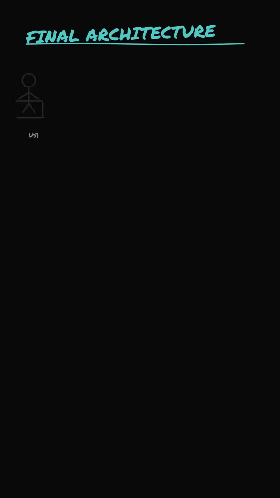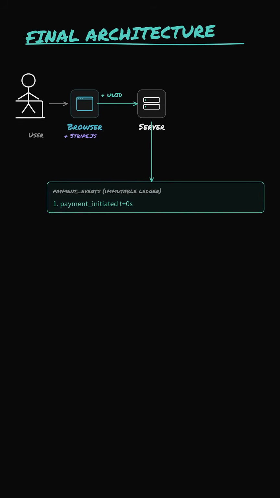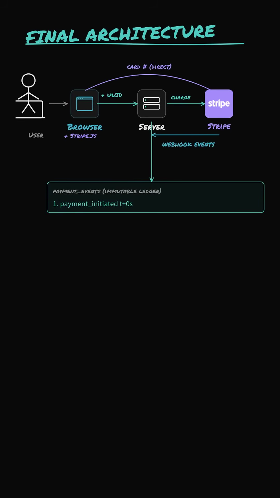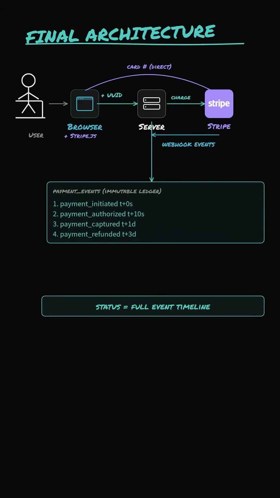So here's your final architecture. The client sends an idempotency key with every payment. The server writes an intent to the ledger before calling the processor. Webhooks flow in over the next minutes, hours, and weeks, each one appending another event to the same ledger. The current status of any payment is derived from the full event timeline for that payment ID.